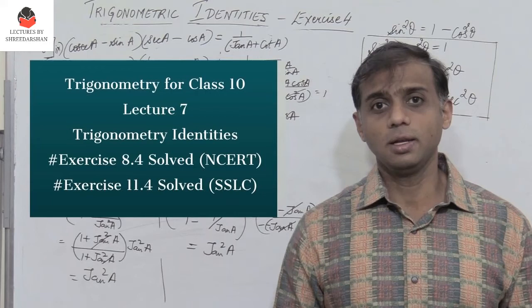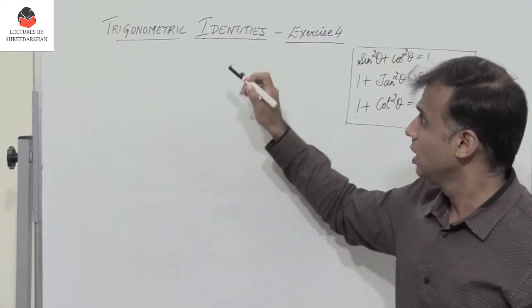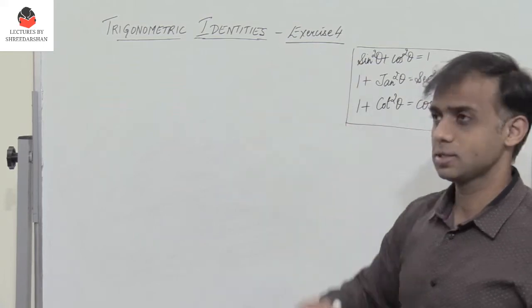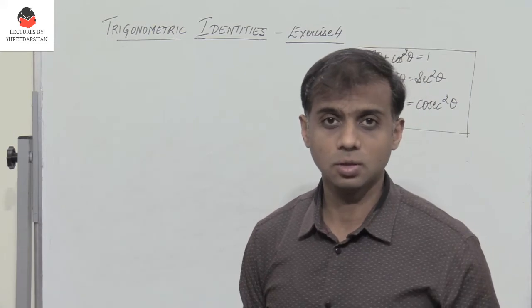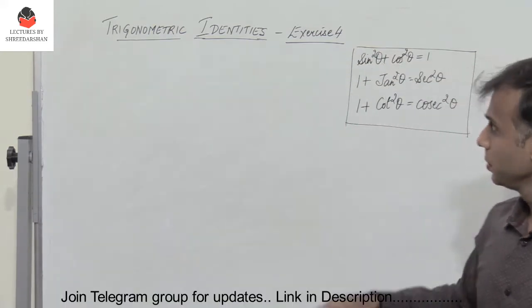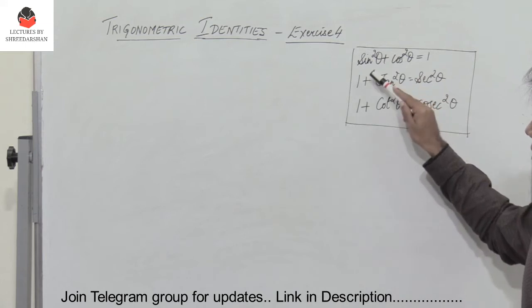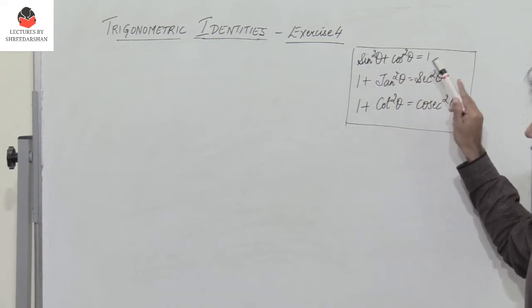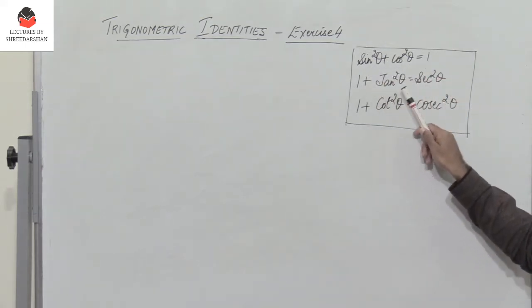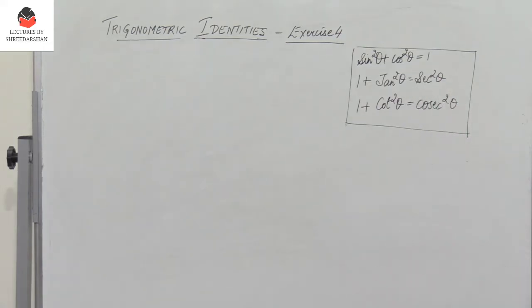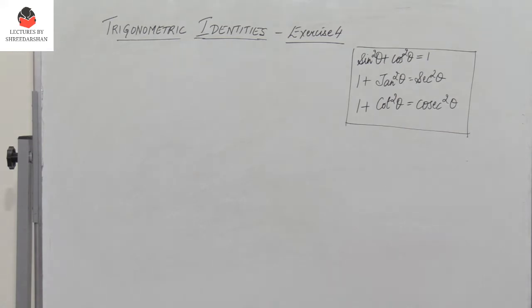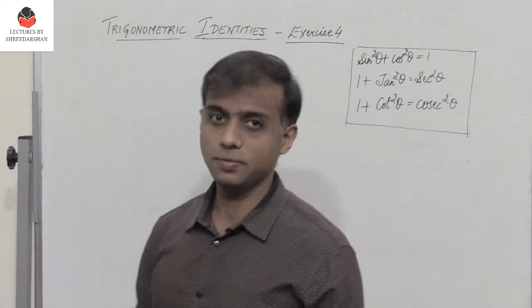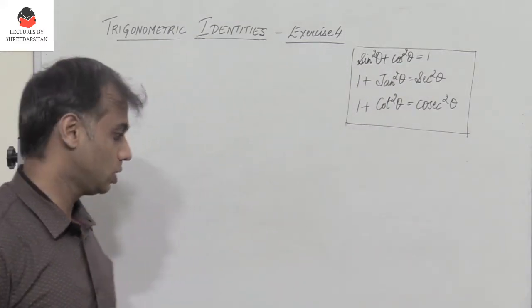So welcome back students to the next lecture session where we shall solve all the problems given in the fourth exercise. Right? So in the last video segment we have derived all the trigonometric identities. If you remember, we got these three identities where sine squared theta plus cos squared theta equals 1. Next, 1 plus tan squared theta equals secant squared theta, and 1 plus cot squared theta equals cosecant squared theta. Right? So using these three identities, we can solve all the problems given in the fourth exercise. So let's begin with the first one.